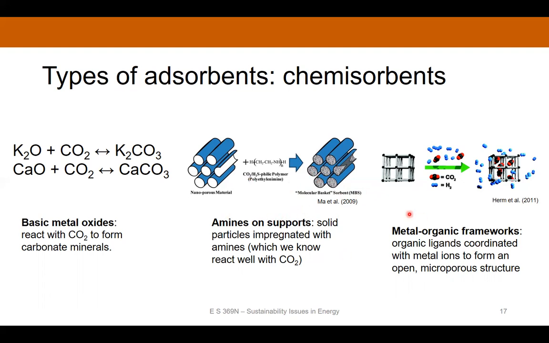And then finally, there's an interesting group of materials called metal organic frameworks. These are organic ligands, so similar to small, short polymer chains that are coordinated with metal ions. And they form an open microporous structure. So you can think of this diagram here, the black spots are going to be your metal ions, and then the white sticks will be your organic ligands. And so you can see there's a very open porous structure here, and you can use that to soak up various things, including CO2, through careful material design.